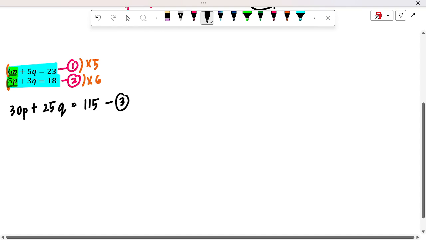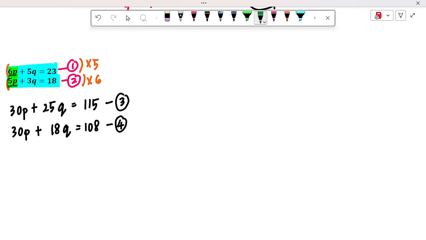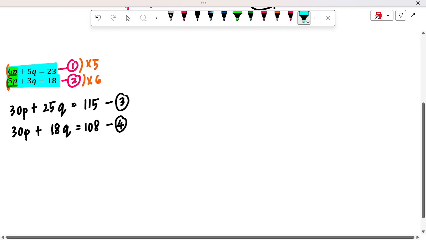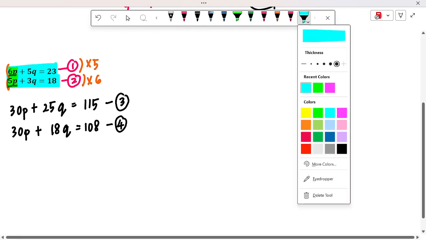And for equation 4, multiplying the whole equation by 6 will give you 30p plus 18q equivalent to 18 times 6, which will give you 108. This will be equation number 4. So in this question you have a total of 4 equations. Out of 4 equations, which equations are you going to use to solve? We will only be using equations 3 and 4.